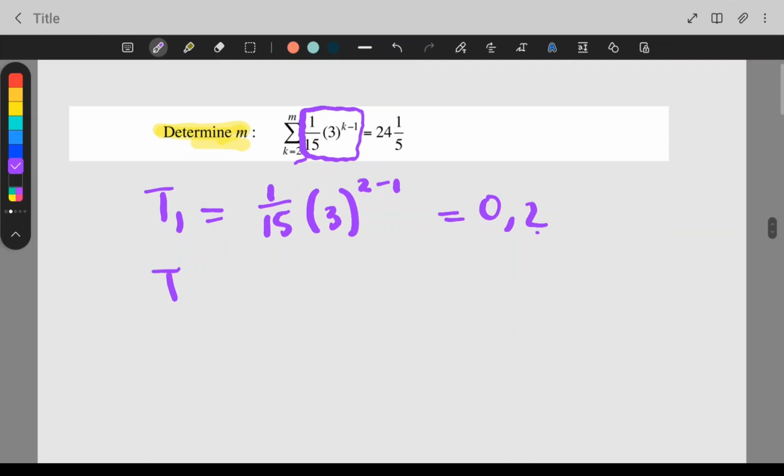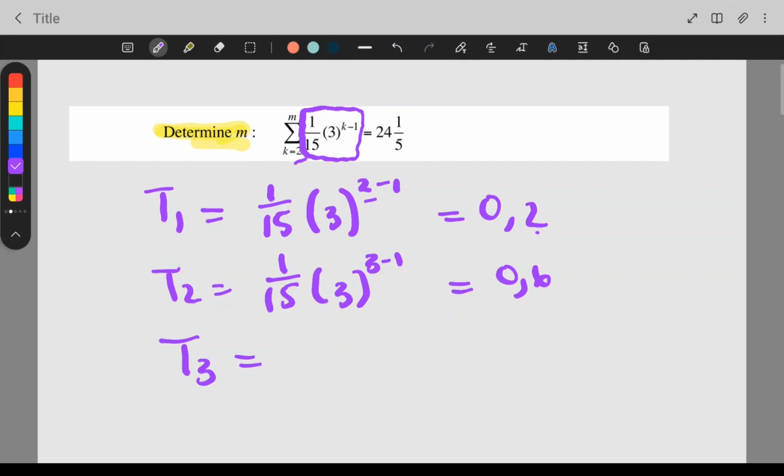Then I do the same for term 2. So for term 2, I sub in the next number. So the number after 2 is 3. So I go 3 minus 1. And I get 0,6. Then I get term 3. What's the next number? 4. So 4 minus 1. And I get 1,8.